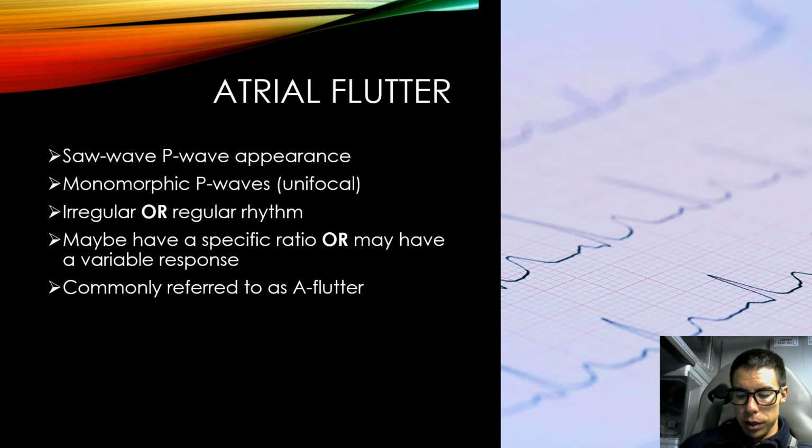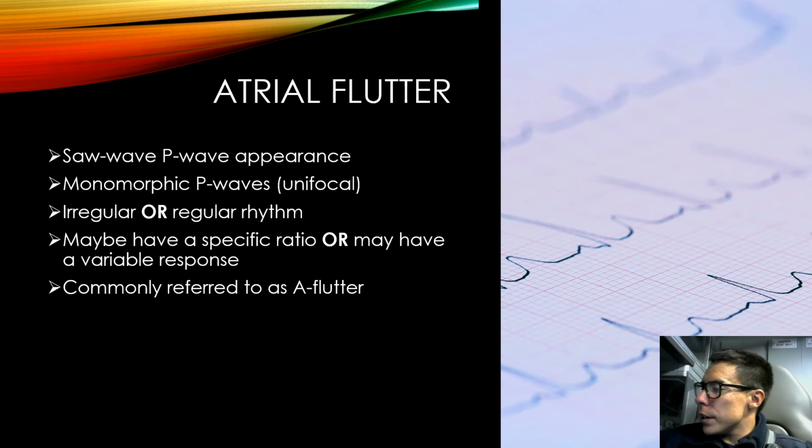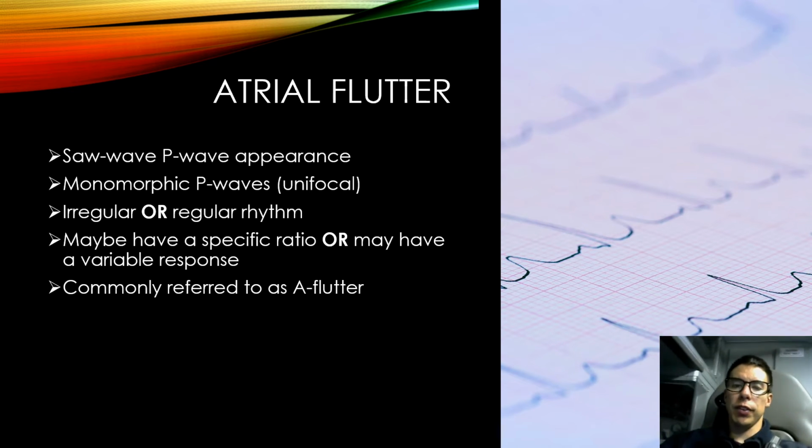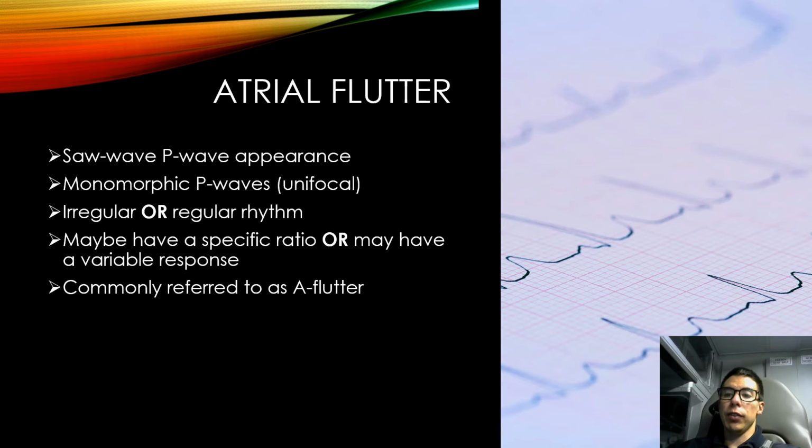So with A flutter at a certain ratio, say we have a 3-to-1 A flutter, that means there's 3 P waves per QRS. Variable response means we look at it, maybe there's 2, then maybe there's 4, then maybe there's 1, then maybe 2, then maybe 6. There's not a specific number, and that's called a variable response, or A flutter with variable ventricular response. So with this, there are P waves, so the atrial kick is still there.